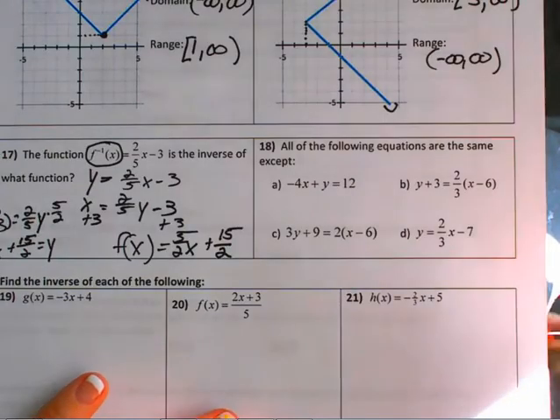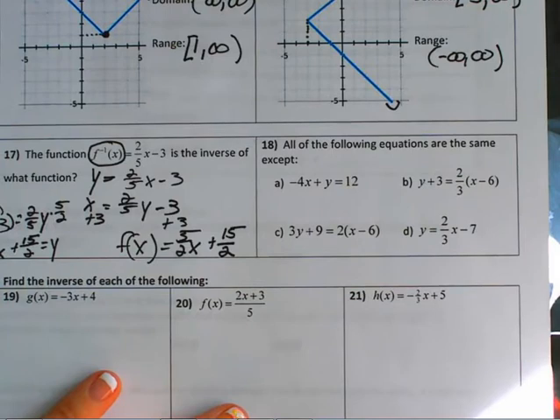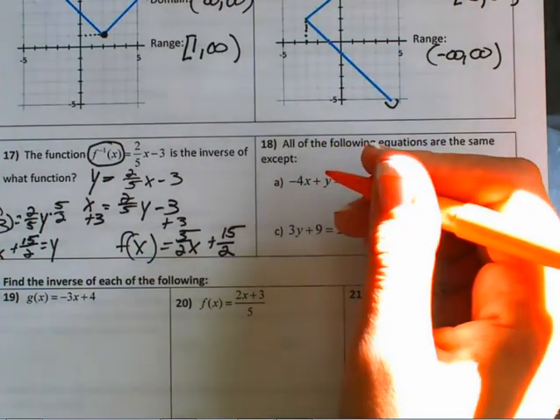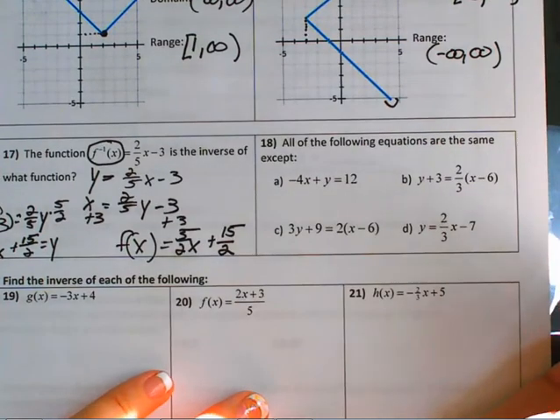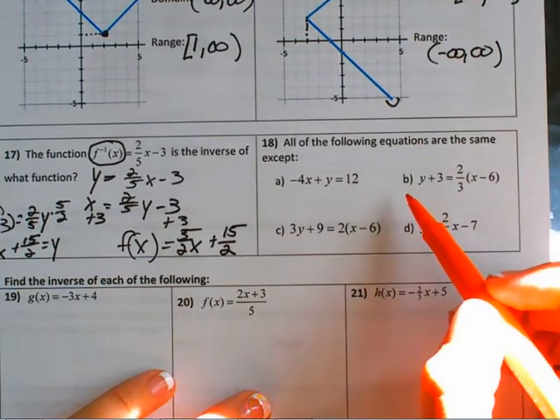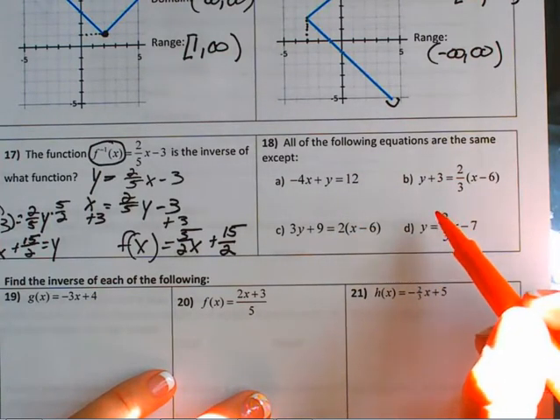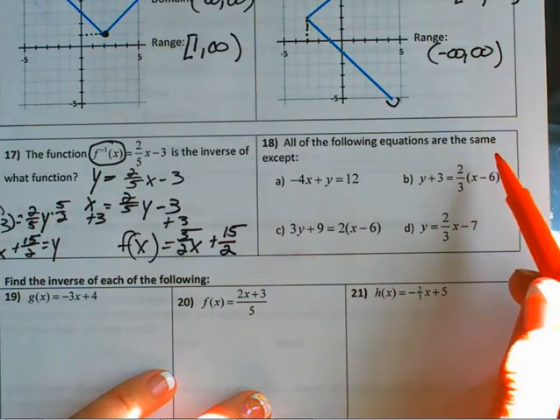Okay, the next says all the following equations are the same except. The other word you might see here, it'll say which of the following equations are equivalent. That's the same question. The way that you can check to see if these are equivalent is if you solve for y. Once you solve for y, any of the equations that are the same are going to be equivalent.